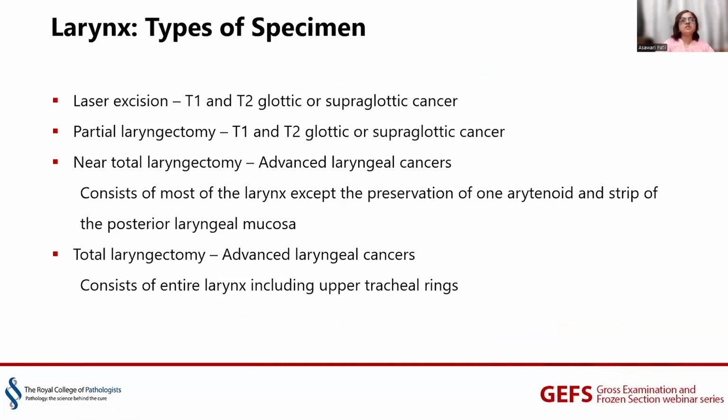So what are the types of specimen in laryngectomy? It is laser excision for the small cancers, T1, T2, glottic or supraglottic cancers. Partial laryngectomy, T1 and T2, glottic and supraglottic cancers. Near total laryngectomy for advanced laryngeal cancers, and total laryngectomy. A total laryngectomy contains the entire larynx and will include upper tracheal rings as well. And sometimes it may be a laryngopharyngectomy specimen if the tumor is going posteriorly. A portion of pharynx may be included in that.